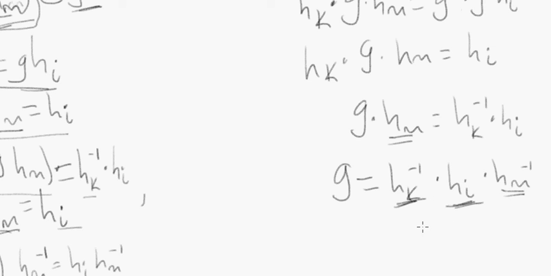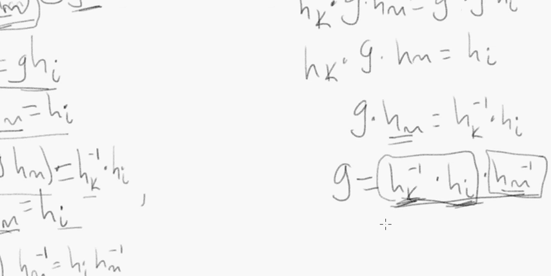But H is closed. So H_k inverse times H_i is an element of H. And whatever result we get here multiplied by H_m inverse, we also have another element of H because H is closed. So what is that saying? That this product here gives us some element in H.